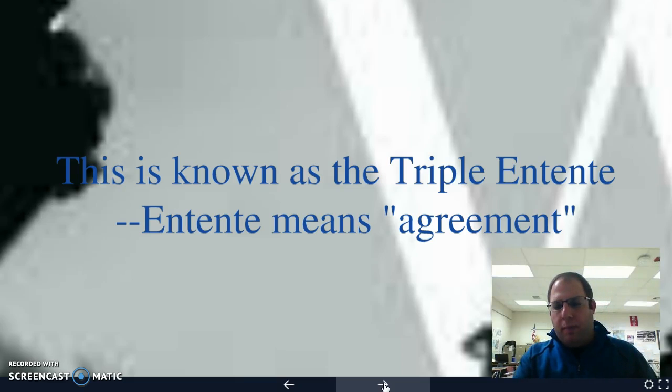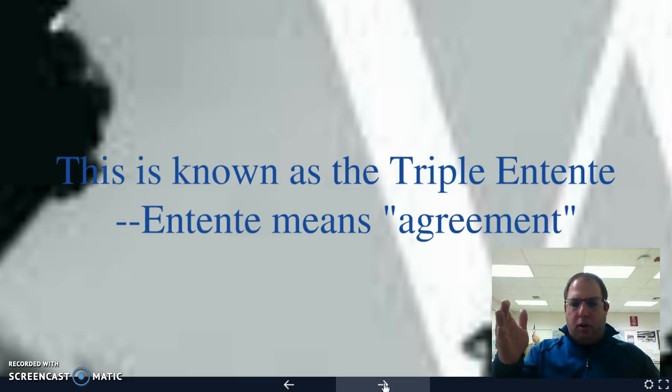So understand when you talk about the alliances, there are really going to be 4 alliances you have to know in this World War I period. It starts with the Triple Alliance versus the Triple Entente, and then it'll eventually change. But these are agreements to come together, and this is the web of issues that we're going to run into.